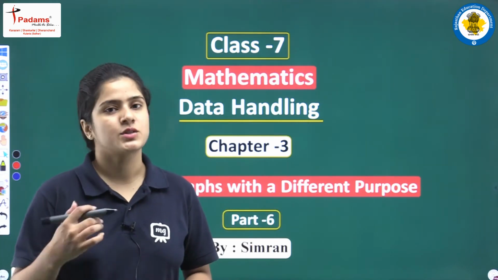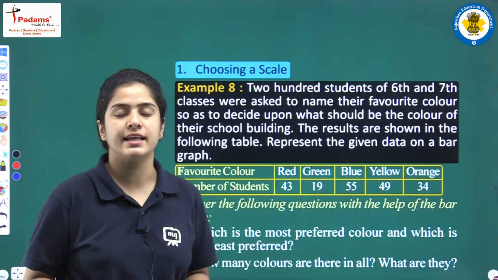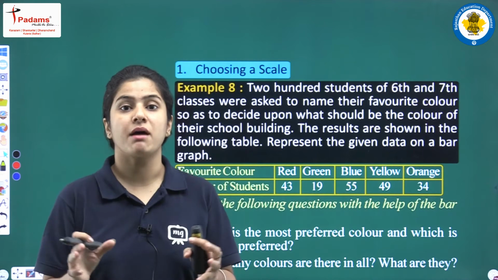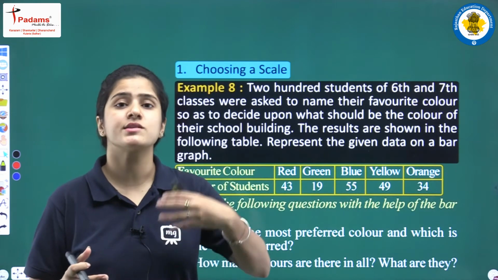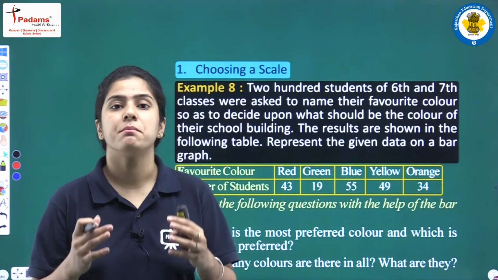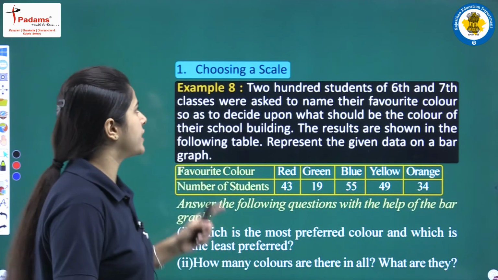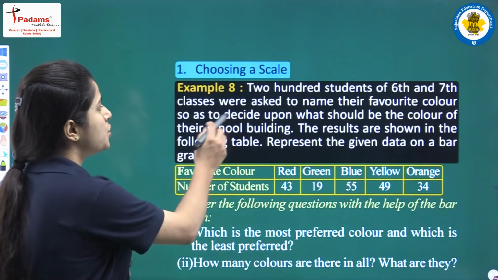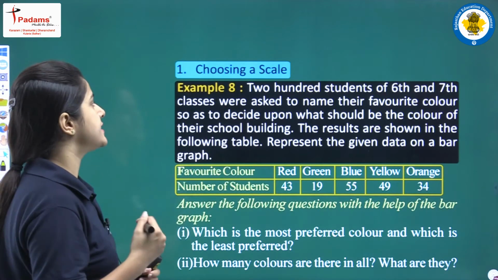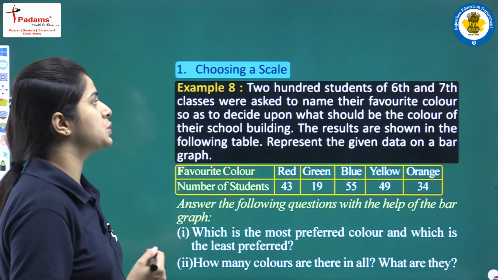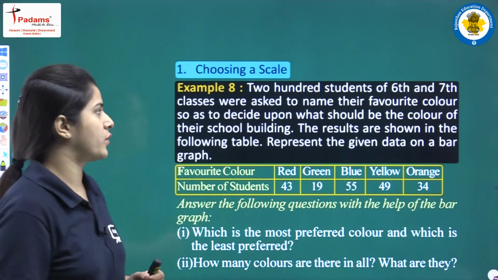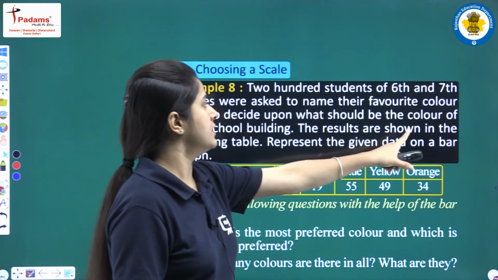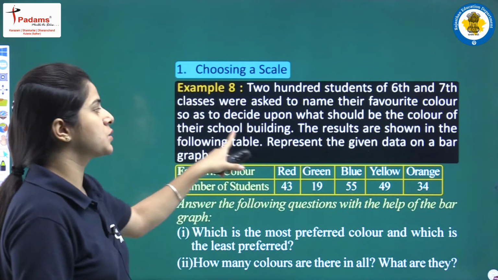Alright students, firstly we'll be discussing the scale. What is a scale? Scale is something on the basis of which a bar graph is made. The first example based upon choosing a scale: 200 students of 6th and 7th classes were asked to name their favorite color, so as to decide the color of their school building.